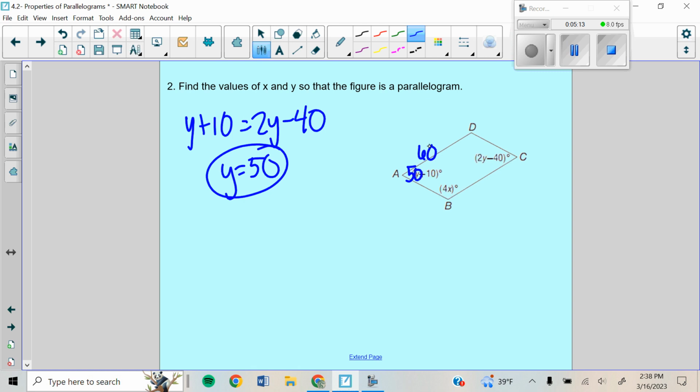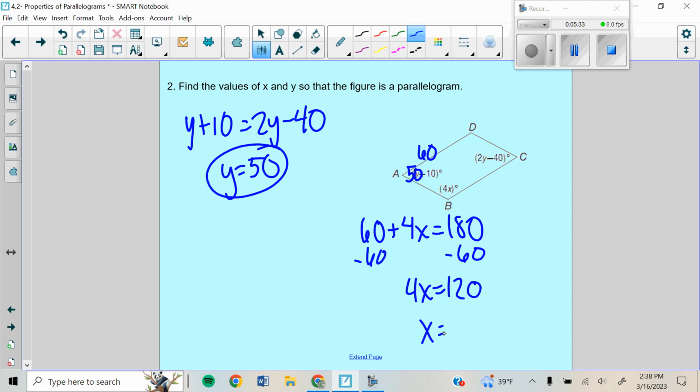So angle A is 60 degrees. Angle A and angle B are supplementary, so 60 plus 4x equals 180. You'd want to subtract over your 60. So 4x equals 120, so x equals 30.